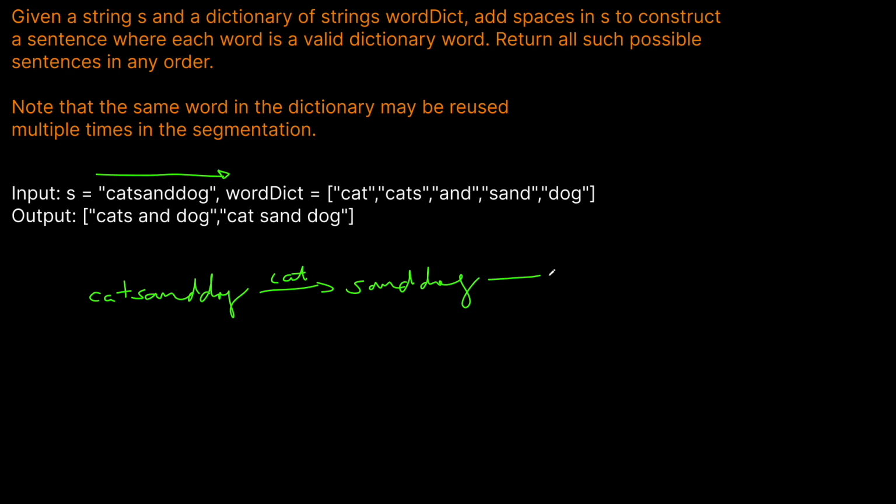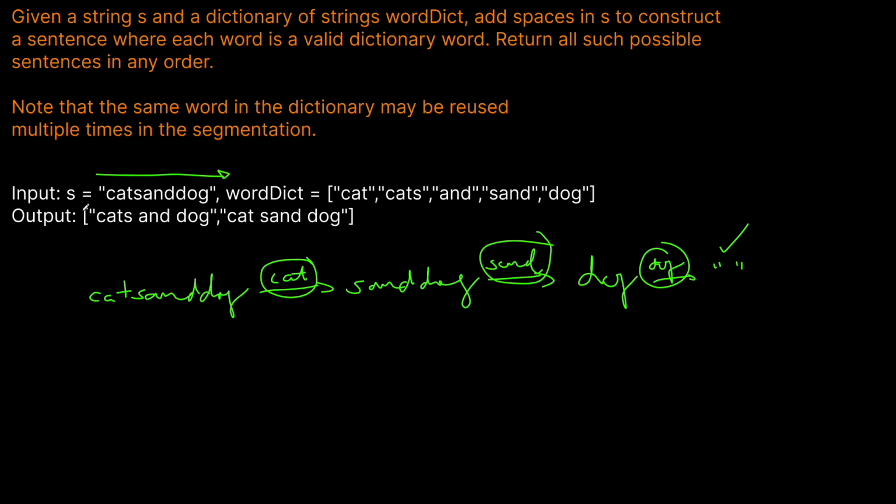Yes, we can. So we can chop sand off of here, and then we're just left with dog. And then we check, okay, can we split on cat, cats, and, sand, dog? We can split on dog. And like in the other problem, we were left with an empty string, which means that we have a solution. So our valid splits here were cat, sand, and dog. So you can see that is one of the answers that we expect here.